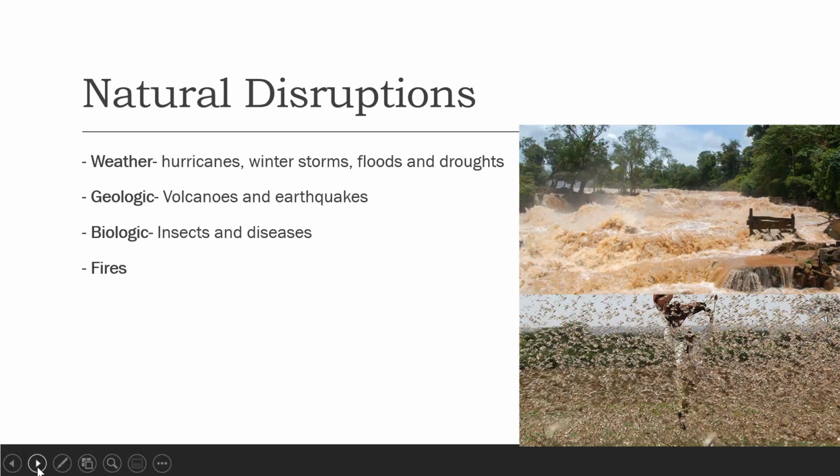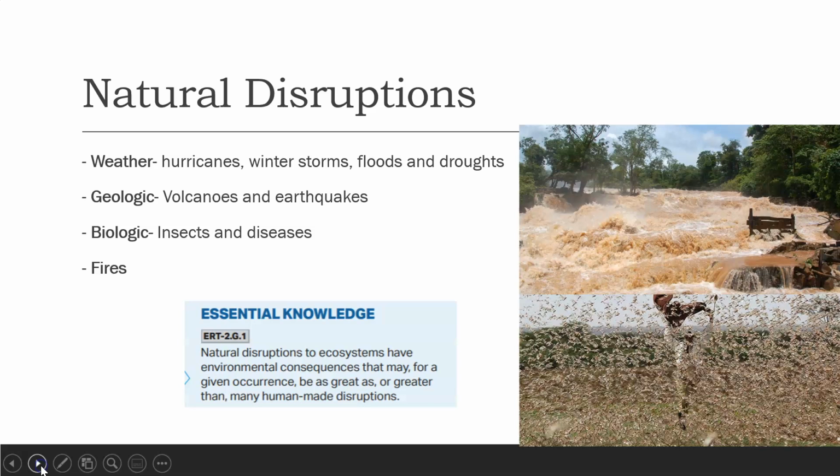Biologic disruptions, such as insects and diseases. We've got a swarm of locusts over here, which sounds horrifying to me. And fires, which could again be short-term or long-term disruptions, depending on how widespread and how big they were.